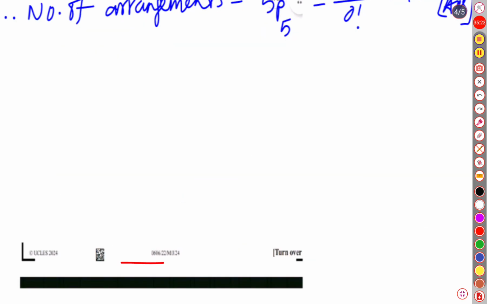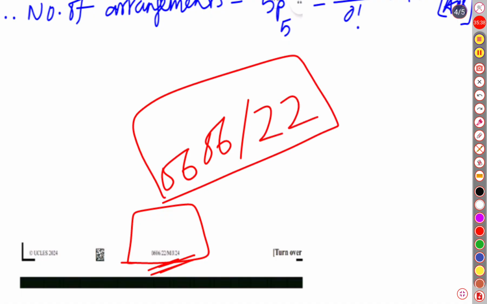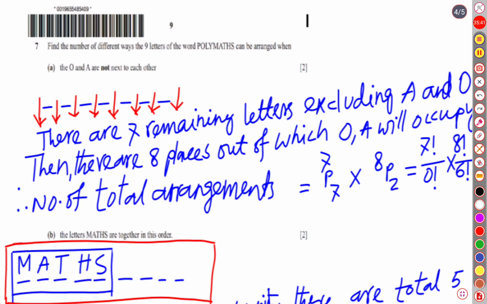The next question belongs to 060622, paper 22, May June 24. So paper code is 0606 slash 22. That means it's an add math question. Let's see what the question says. Question number 7 says, find the number of different ways the 9 letters of the word polymaths can be arranged. So arranged is the clue word, arrangements.